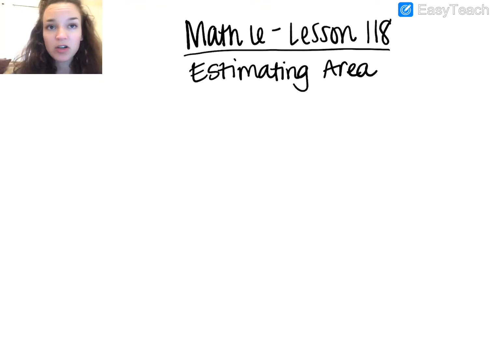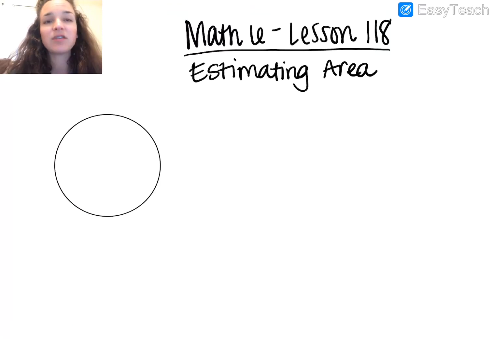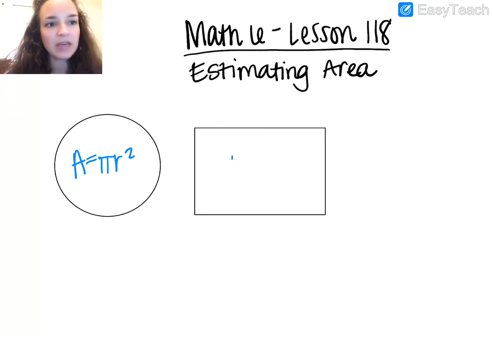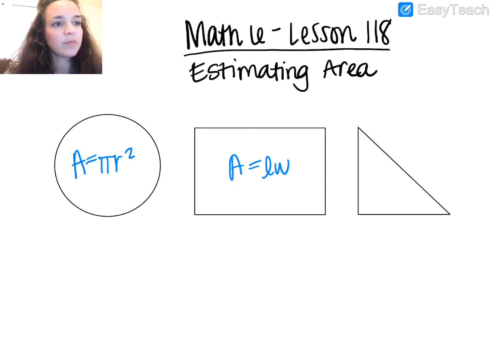So far when we talked about area, we have talked about formulas for finding area of regular shapes. So shapes like a circle, we know that to find the area of a circle, we would use the formula A equals pi r squared, okay? Or we could be finding the area of a rectangle, in which case it would be A equals length times width. Or we could be finding an area of a triangle.